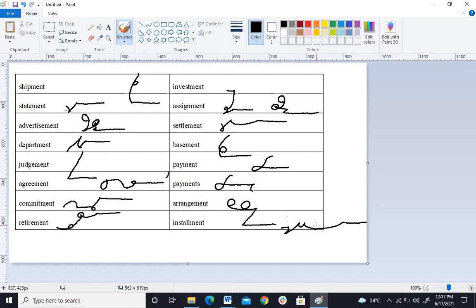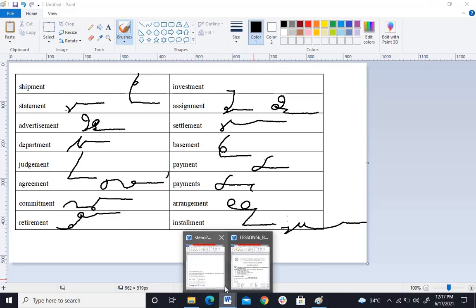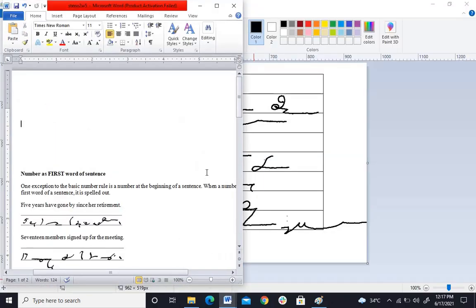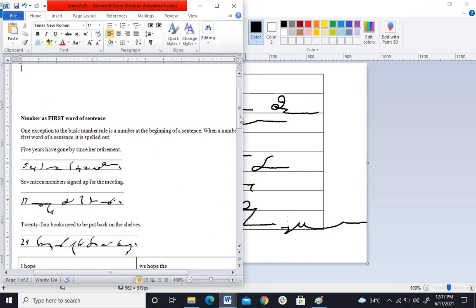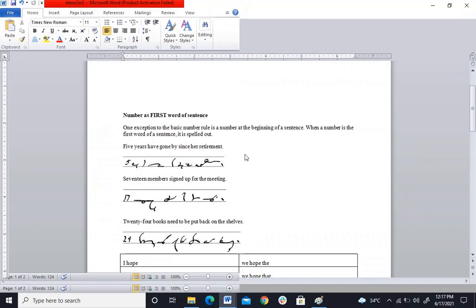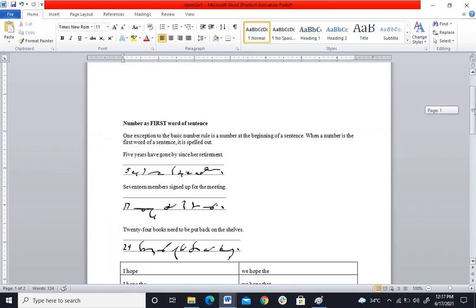Now, let's move on to numbers as first words in a sentence. One exemption to the basic number rule is a number at the beginning of a sentence. What is our basic number rule? If it's number 1 to 10, it is written in words. So, from 1 to 10, you write them in words.